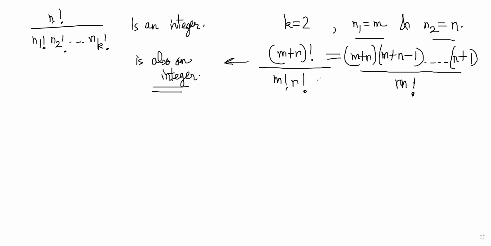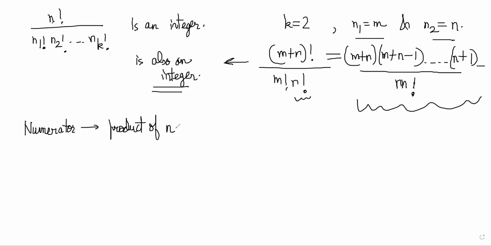How do I simplify this? I assume that you have cancelled out the n factorial. So all numbers below this, n, n minus 1 and so on have gotten cancelled. So what we are left with is m factorial in the denominator and the terms from n plus 1 to m plus n, right? Now notice this thing, since this is an integer, the numerator is clearly the product of m consecutive integers.